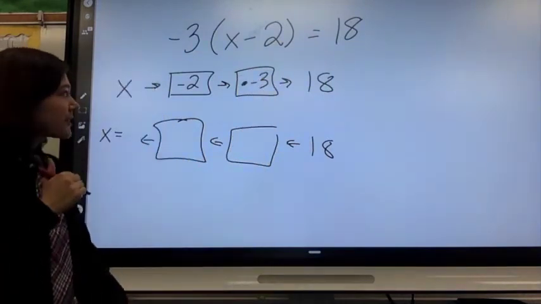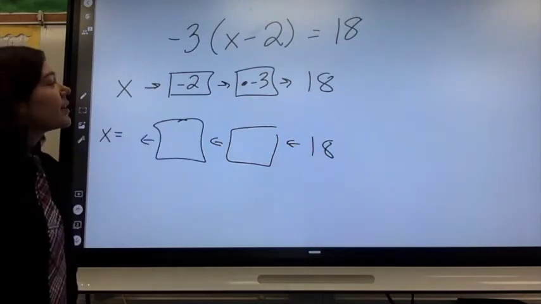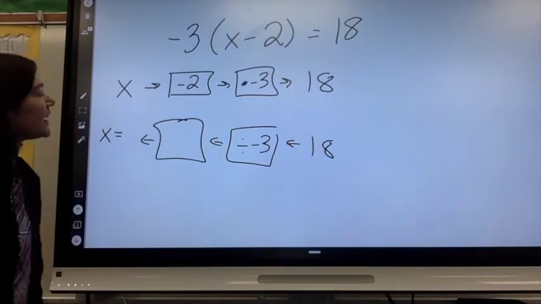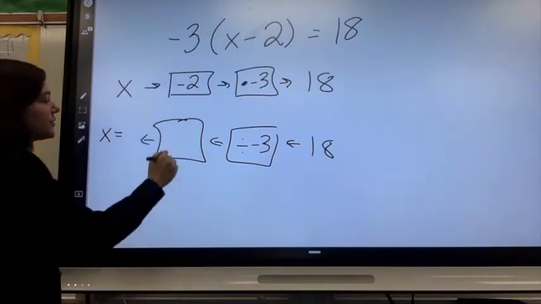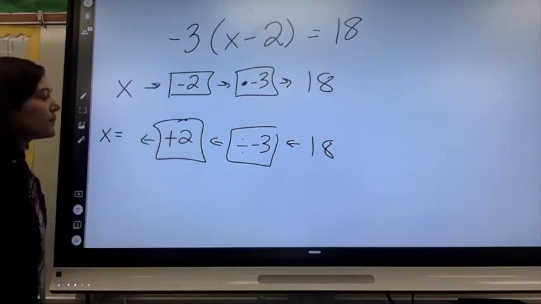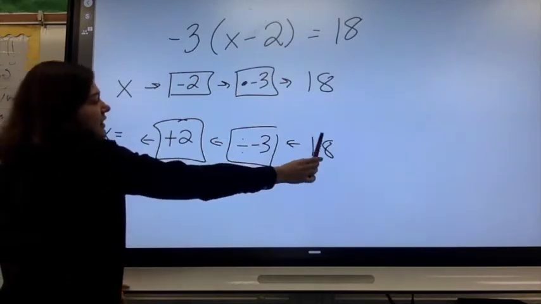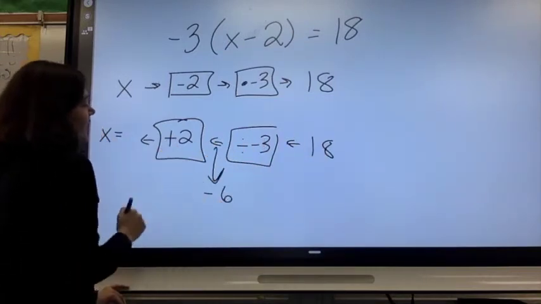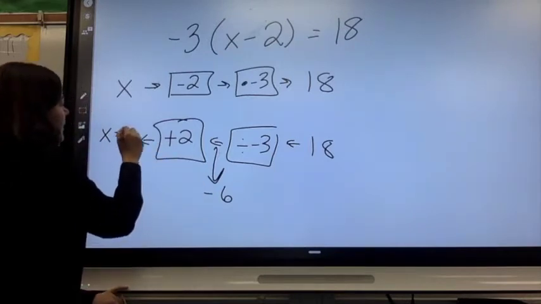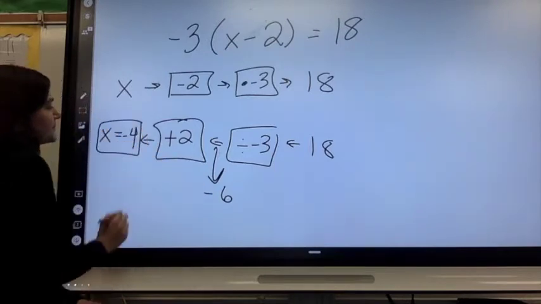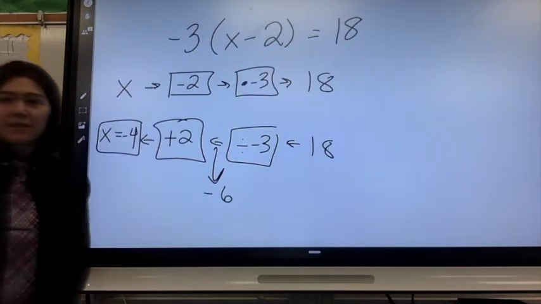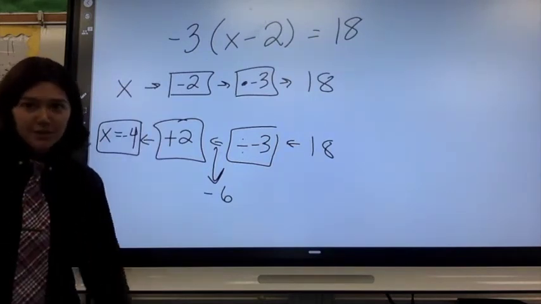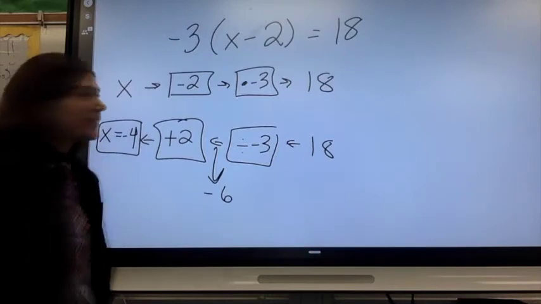So working backwards then, how do we undo multiplying by negative 3? We divide by negative 3. And how do we undo subtracting 2? We're going to add 2. And when we do that, we are going to get our answer. 18 divided by negative 3 is negative 6. And negative 6 plus 2 is negative 4. So that's it with the flowchart method. But we can do this writing it out as well. So I'm going to do that too. So really we have 3 methods.